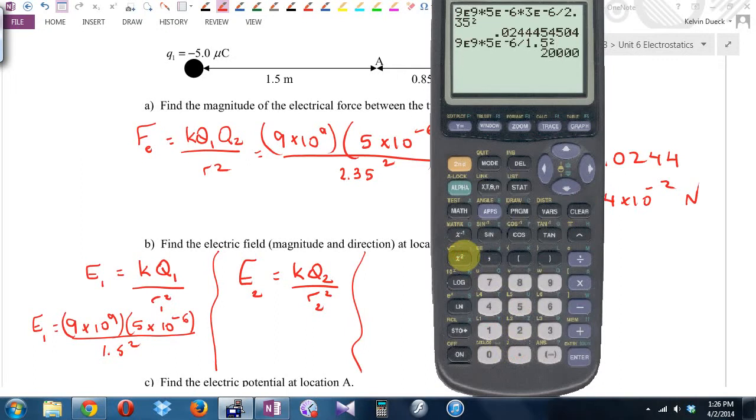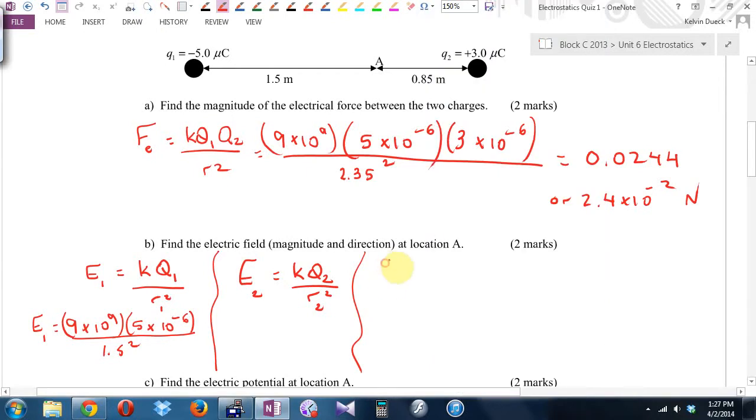I have an electric field of 20,000, I need a direction. So electric field number 1 is 20,000 newtons per coulomb. Which way would a positive charge right there want to move if it could because of charge 1? It would be attracted. Left. Yes?